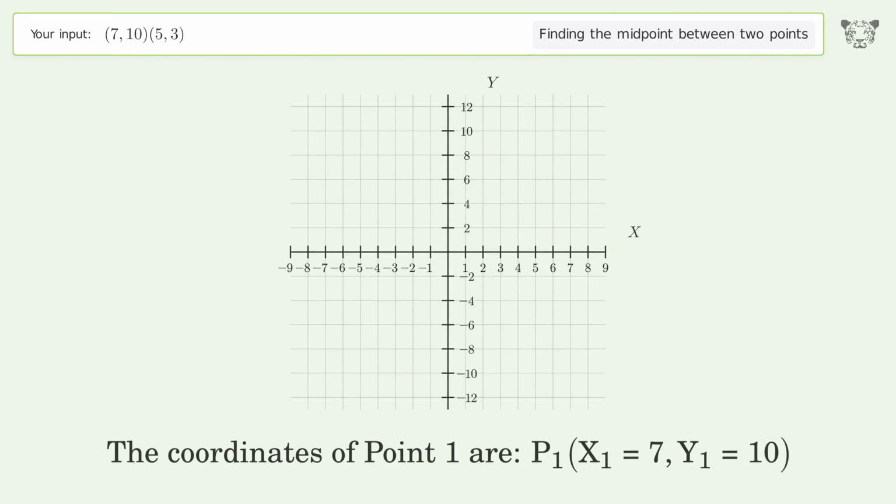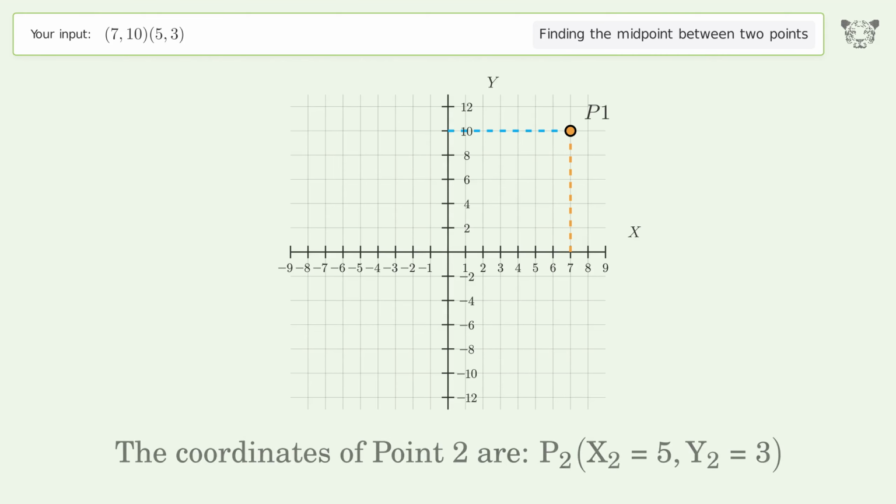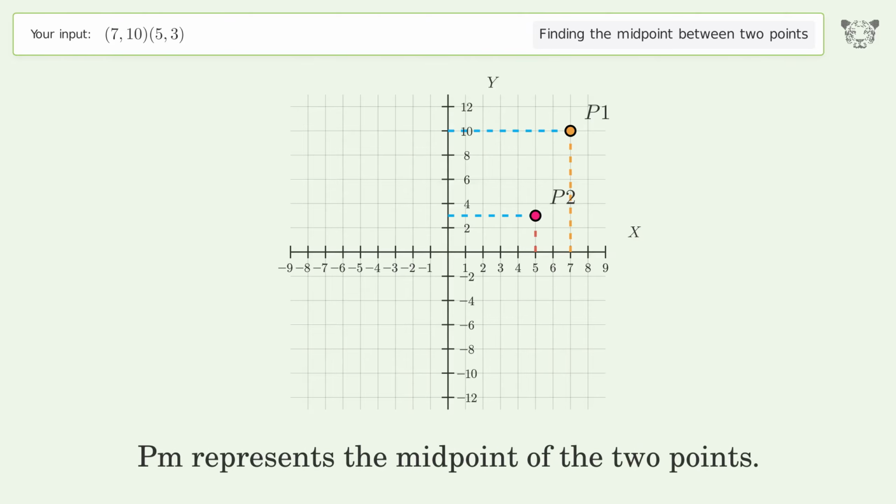The coordinates of point 1 are x1 equals 7, y1 equals 10. The coordinates of point 2 are x2 equals 5, y2 equals 3. PM represents the midpoint of the 2 points.